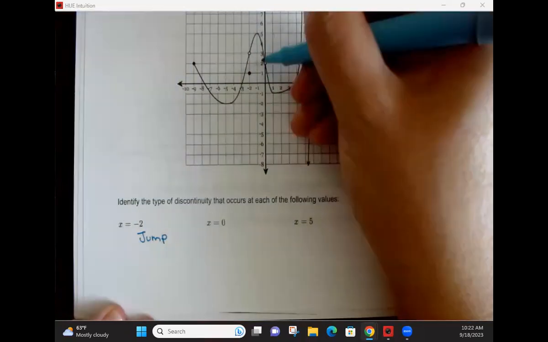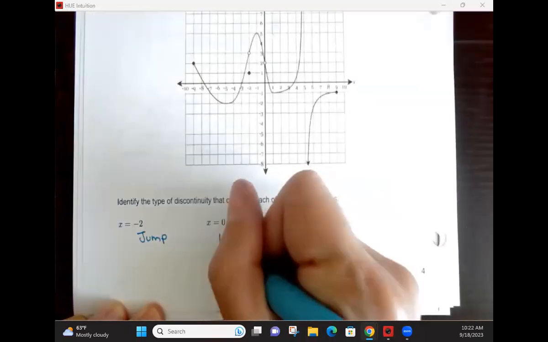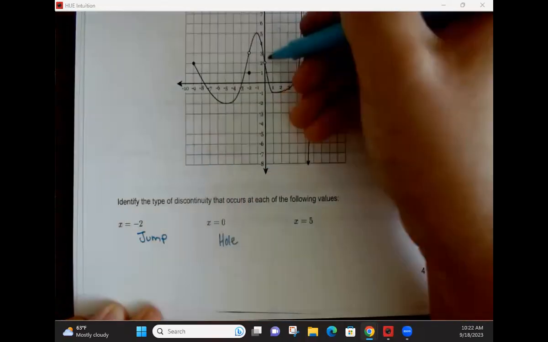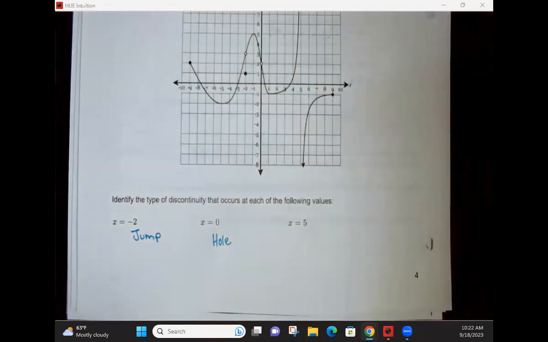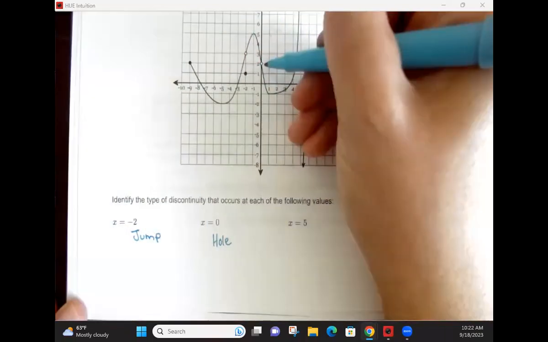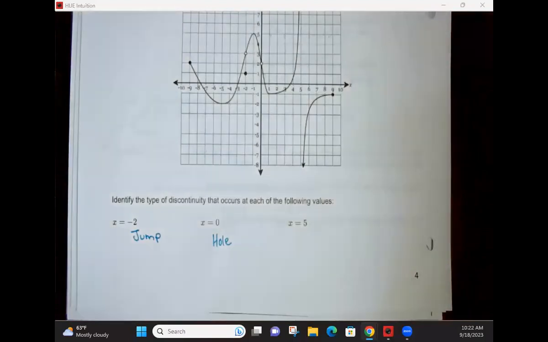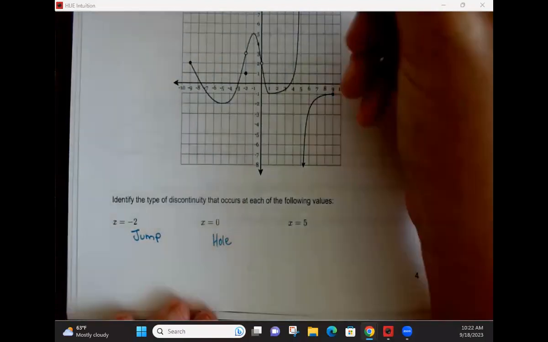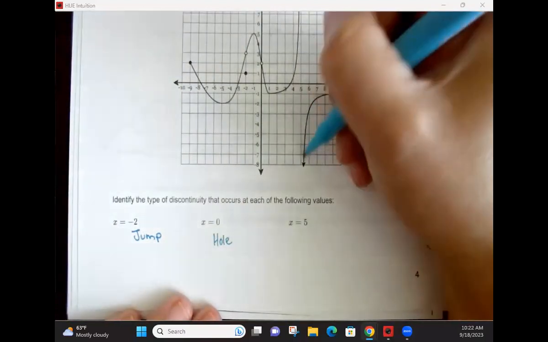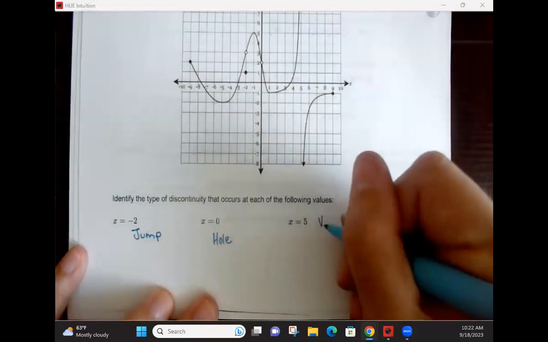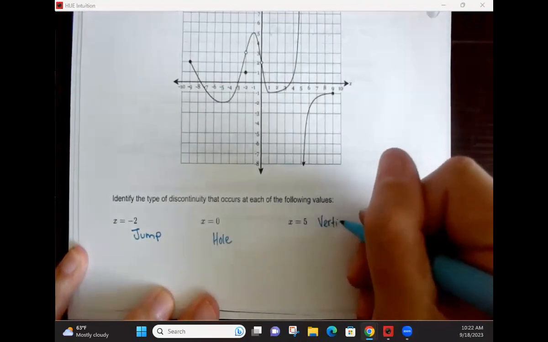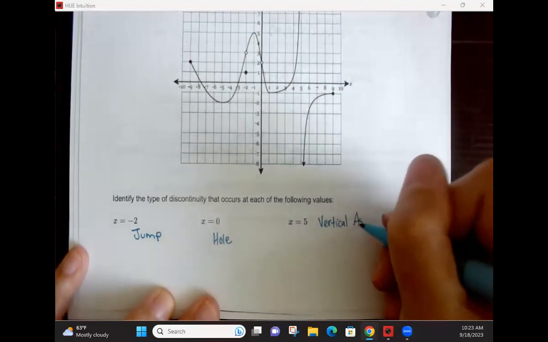This is different from a hole because that point is defined somewhere, but not where I expect it to be. At x equals 0, we have a hole. This is a hole because that value is missing entirely from the domain. It's not defined elsewhere, it is just gone. Does that difference make sense? Why this is the jump, but this is just a hole? Okay. And then at 5, that's an asymptote. Asymptotes are usually pretty easy to identify. That is a vertical asymptote.